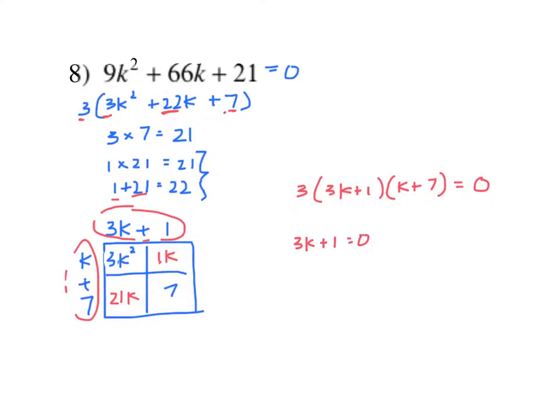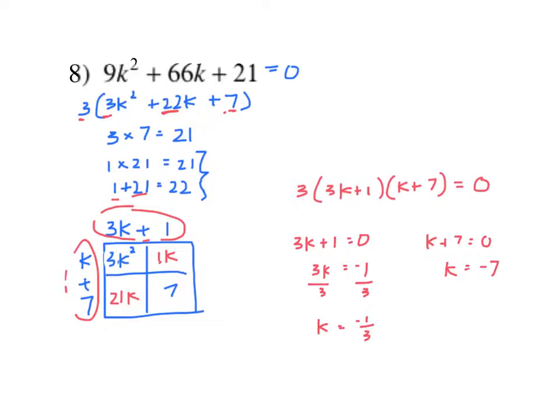So for 3k plus 1 to be 0, that means 3k would have to equal -1. And then I can divide both sides by 3, and I get k equals -1/3. For k plus 7 to be 0, I can just subtract 7 from both sides, and k would have to be equal to -7. So those are going to be the two solutions to the equation here.